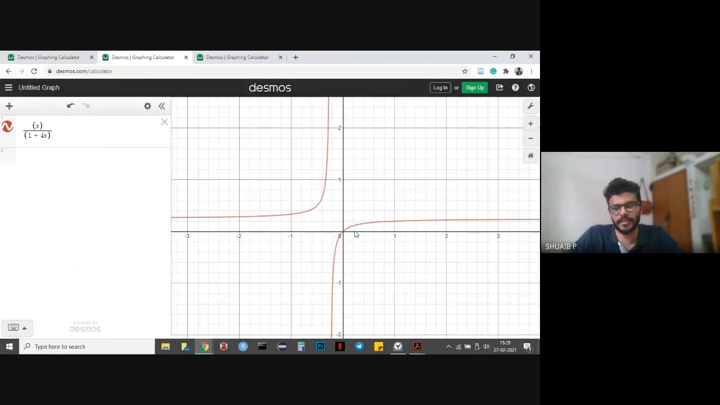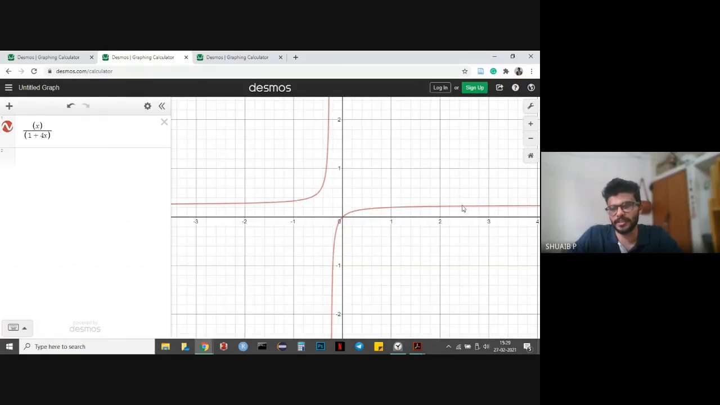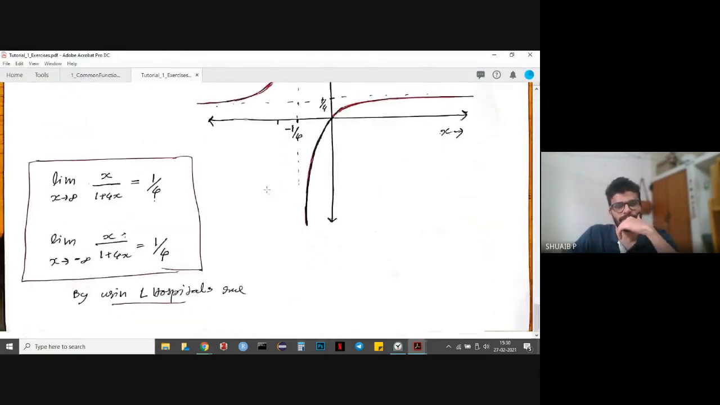Okay, so I can show you the actual function that we have currently drawn. You can see here, this will be the form of the function. The function will tend to minus infinity and infinity when approaching minus 1 by 4. It's somewhere around here, and it will be approaching 1 by 4 when x is tending to infinity and minus infinity. Yeah, so that's all in the exercises.